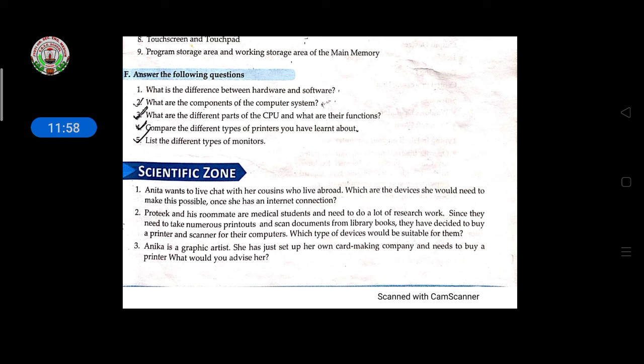Two types of notebook you have to make for computer. First one is for practical and second one is for notes. Okay. Then next class we'll discuss the new chapter or discuss the question answers. Thank you.